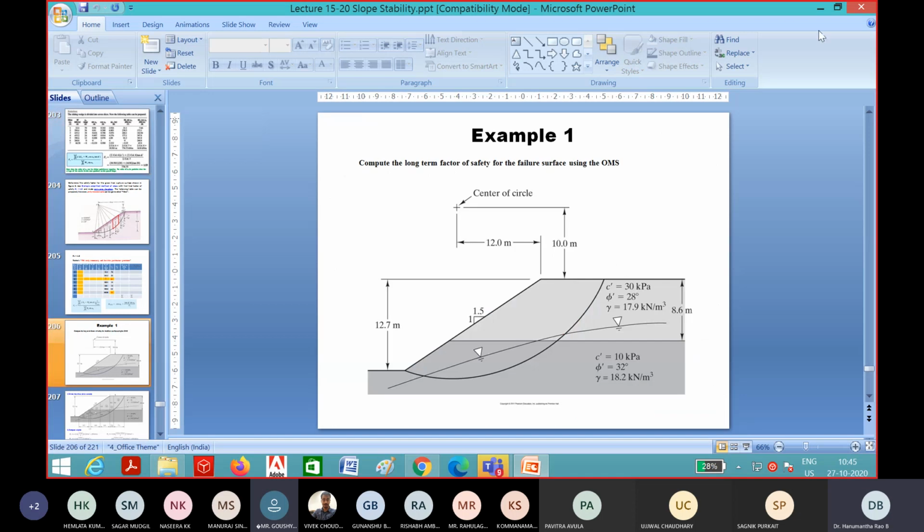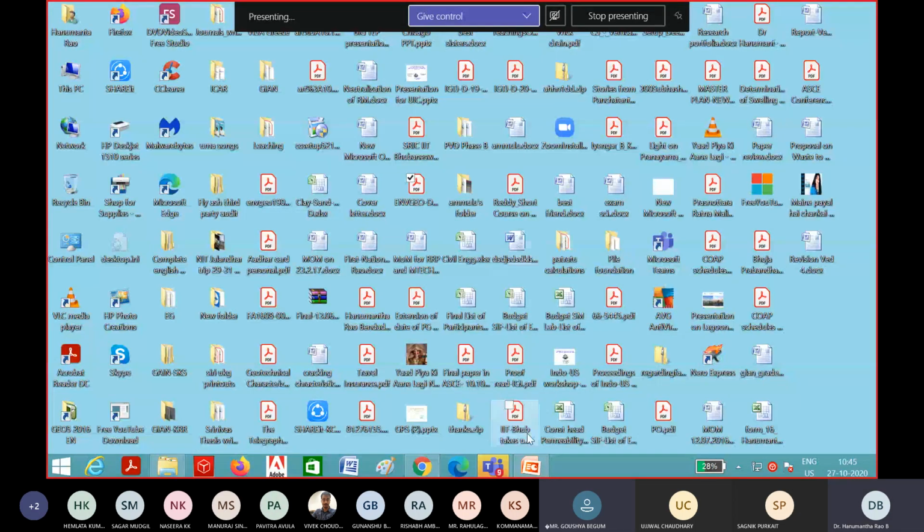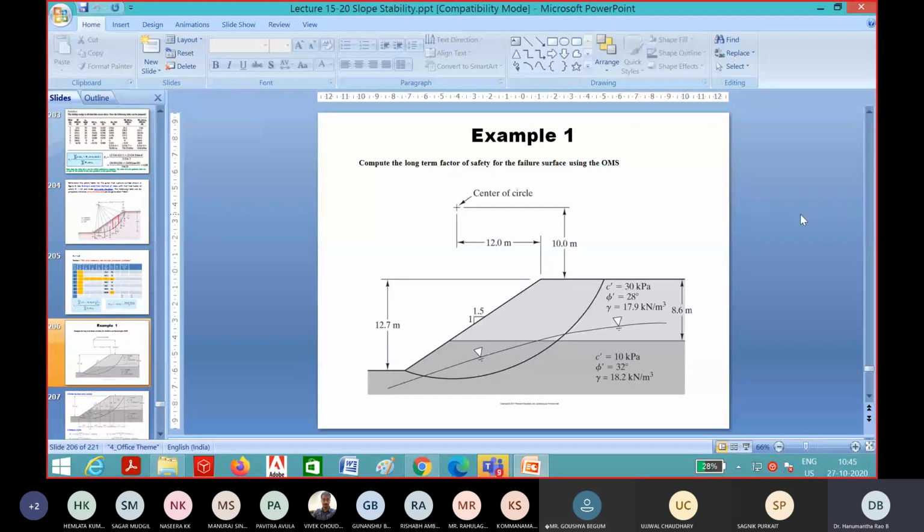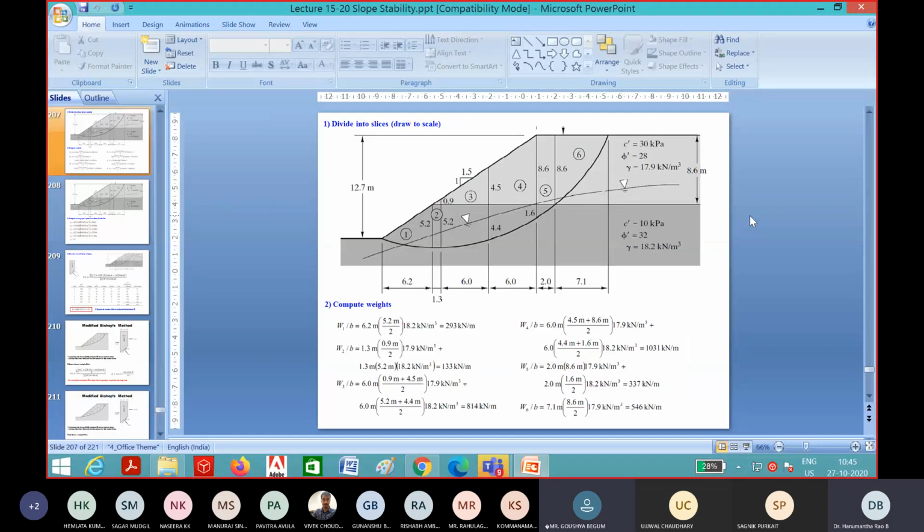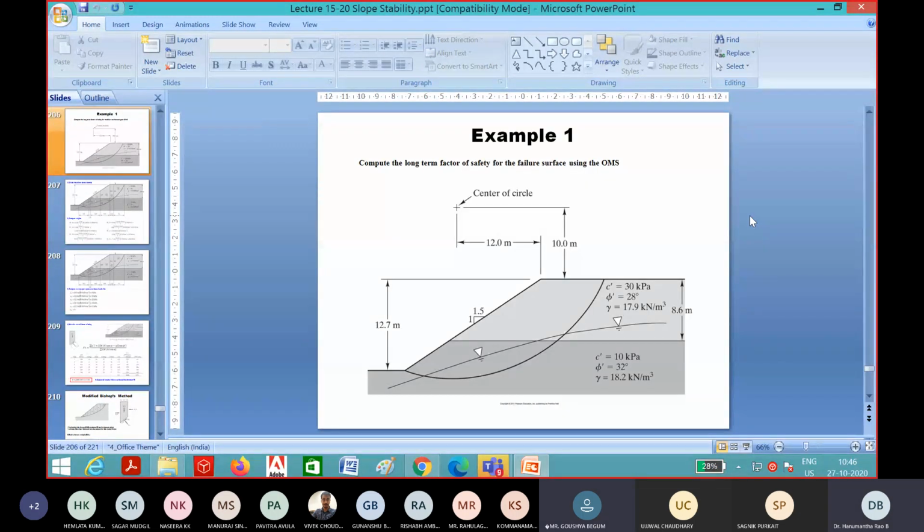Sir, the height of the phreatic line is not given. The height of the phreatic line. I think that's not given. Yes, sir. So maybe I will discuss this tomorrow. No problem.